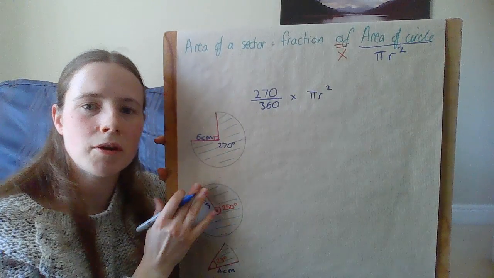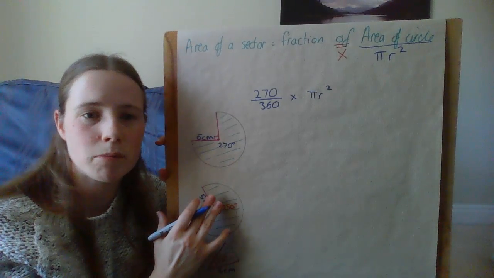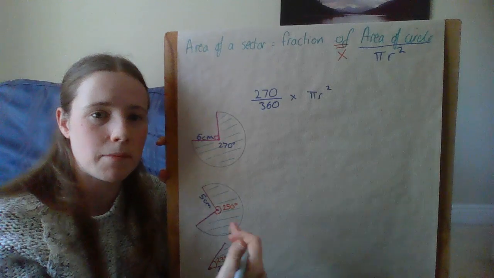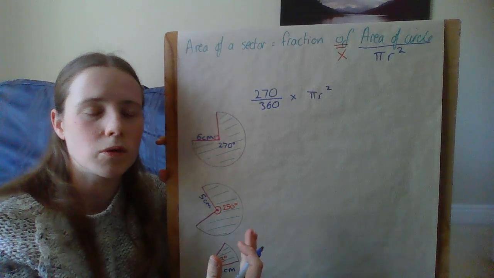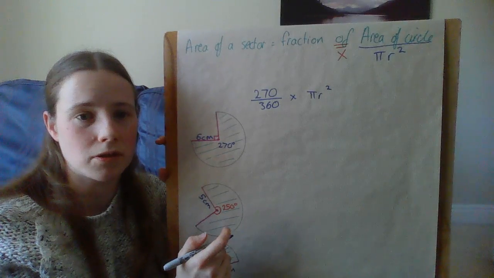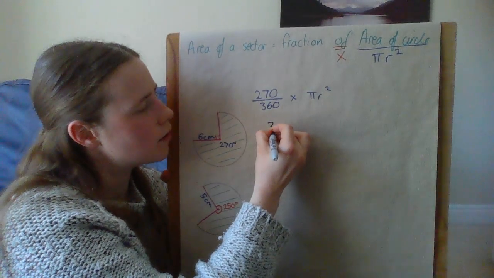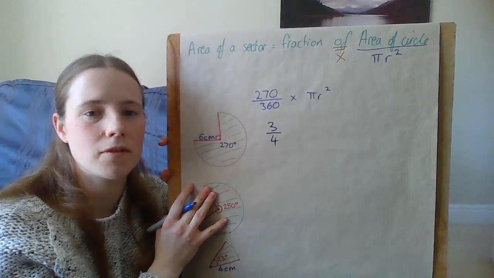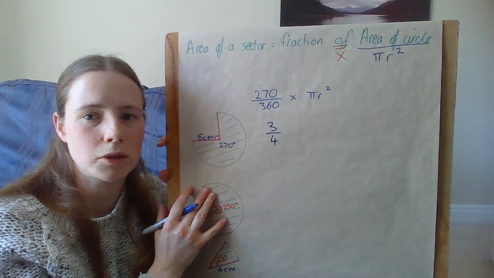Now, 270 over 360 can be simplified. You can either do it using a step-by-step process like I showed earlier, or some of you might be happy just looking at that and knowing it's 3/4. Okay, so 270 over 360 simplifies down to 3/4.